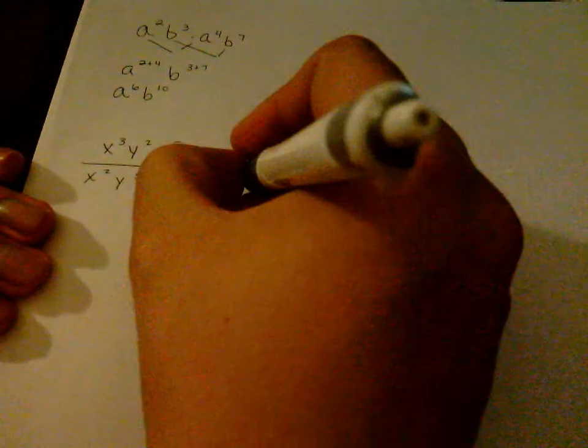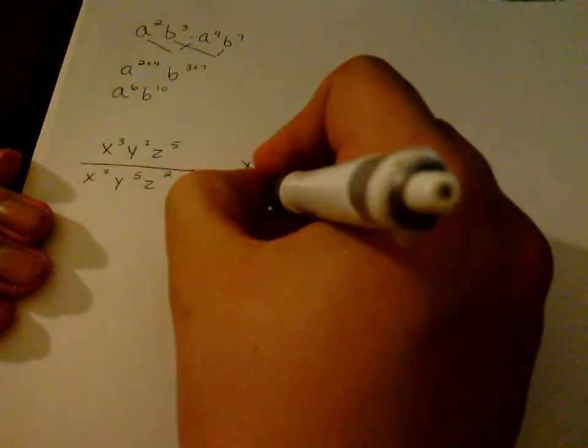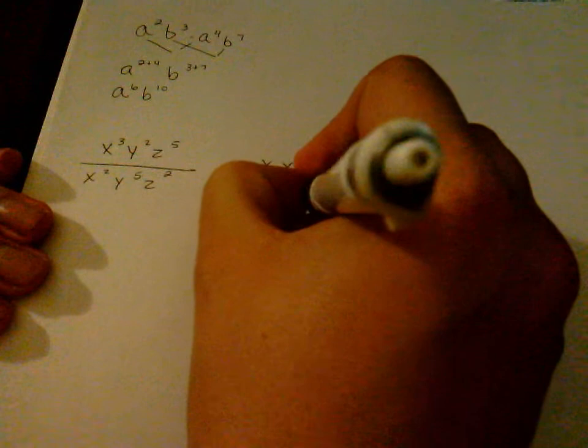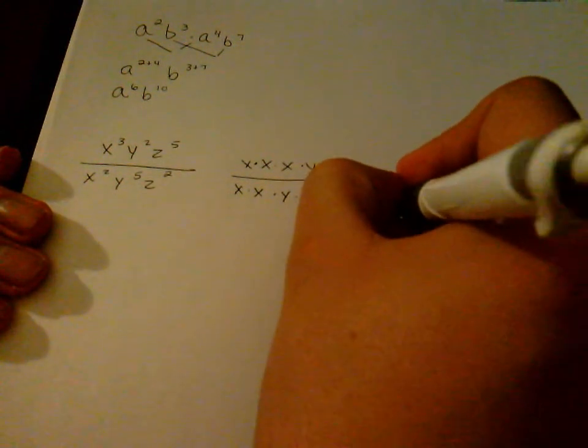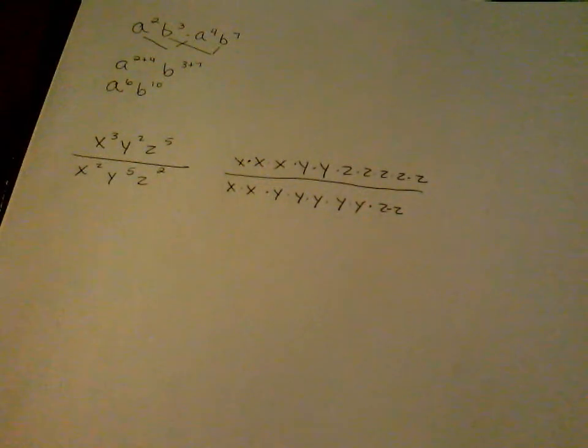Okay, let's do the bottom one. Be x to the second times y to the fifth times z to the second.